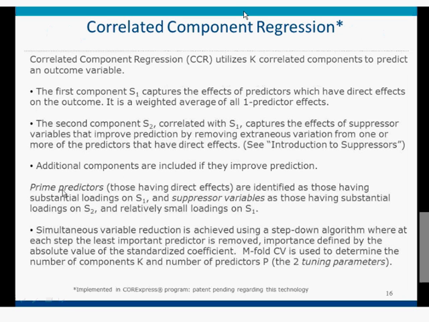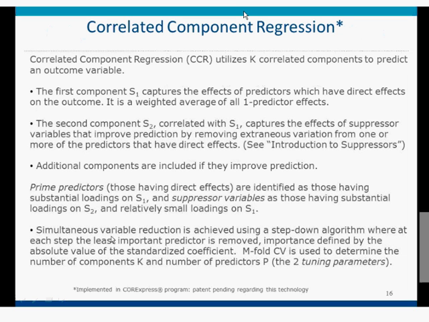Then I'll also distinguish prime predictors, which are those having direct effects, from suppressor variables. Prime predictors have substantial loadings on the first component, while suppressor variables will have very small loadings on the first component, but will have substantial loadings on the second component.